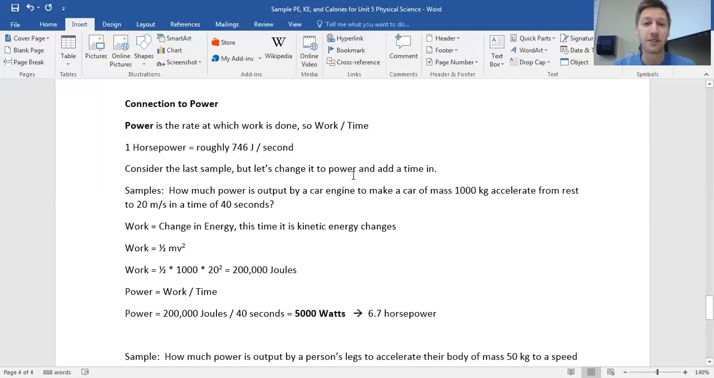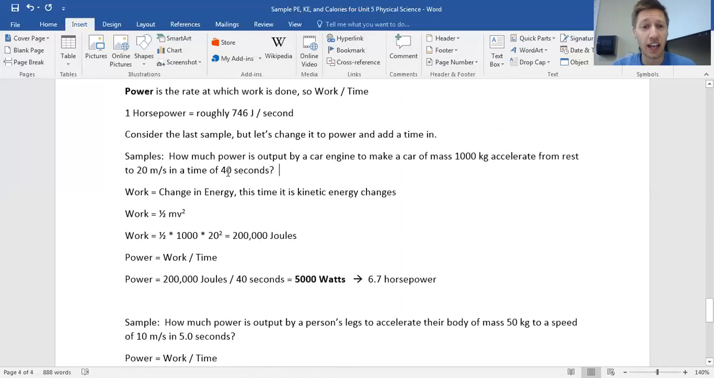So that's pretty intense. Let's go back to our last example with the car. Let's just change it so that instead of asking for the work done, let's find the power output by the car engine. So it's almost the same question as last time. Last time we asked for how much work was done by the car. This time we're asking for the power output. So same size car, same final speed. The only difference is I give a time. And so now we can find the power.